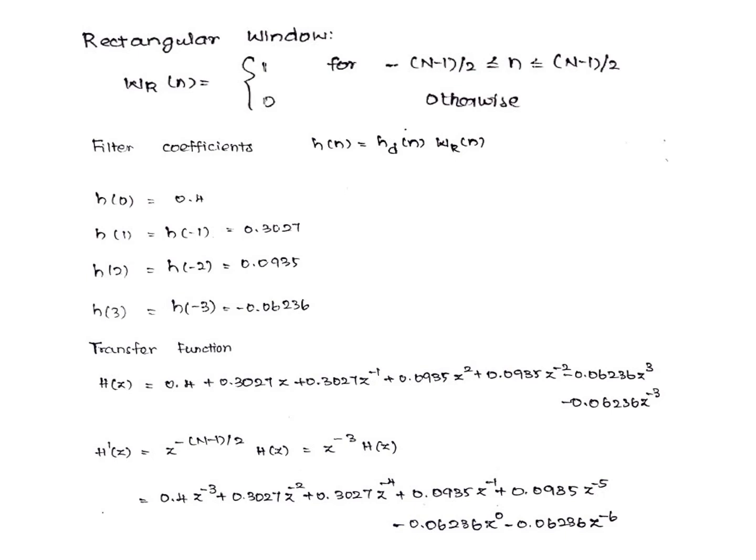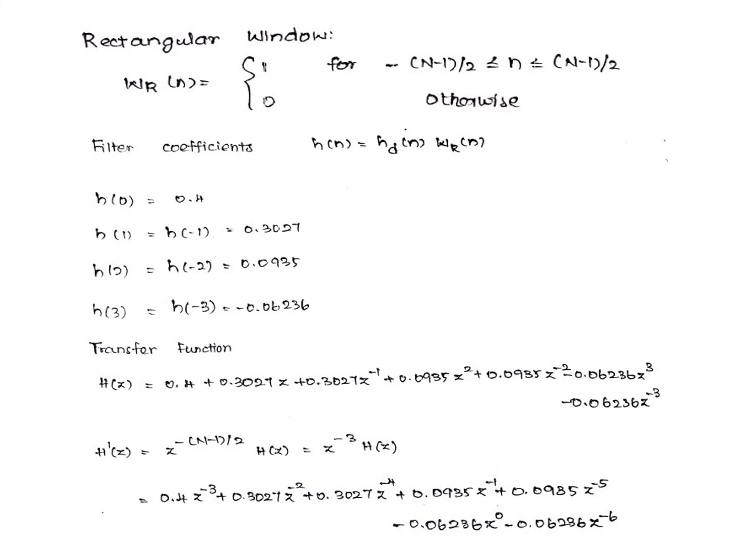So we get h of 0 is equal to 0.4, h of 1 is equal to h of minus 1, which is equal to 0.3027, h of 2 equal to h of minus 2, the value is 0.0935 and h of 3 is equal to h of minus 3, the value is minus 0.06236. For getting the h of n value, we multiply hd of n with the given window function wr of n, and then we go on to calculate the transfer function, the normal transfer function h of z.